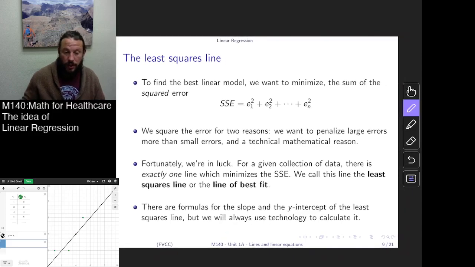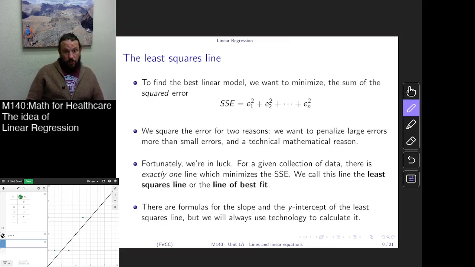The bigger E1 is, when you square it, the more it exaggerates it, right? And then there's a little bit of a technical math reason, which I was saying, is that absolute value is kind of a pain to deal with when it comes to these sorts of things. Now, luckily, this is something in math we're always interested in: is there a unique line that fits this best? And there is, and we call that line the least squares line, the line of best fit, or the regression line.